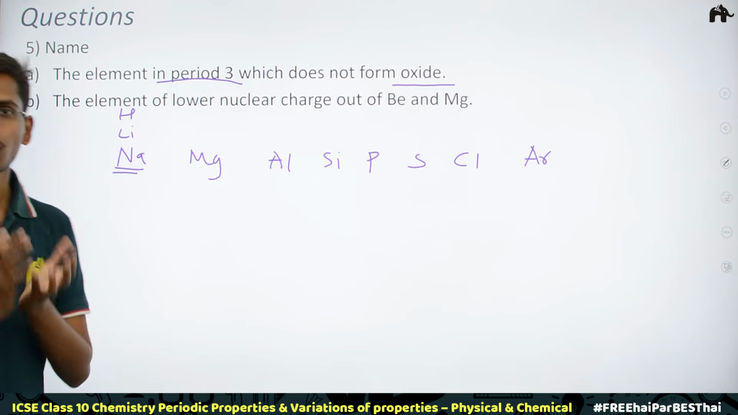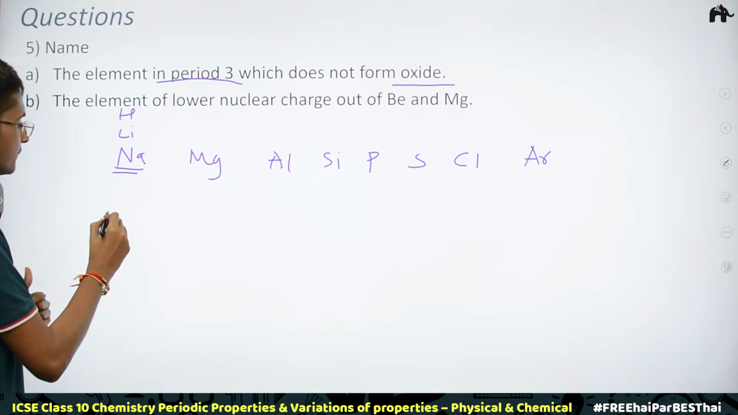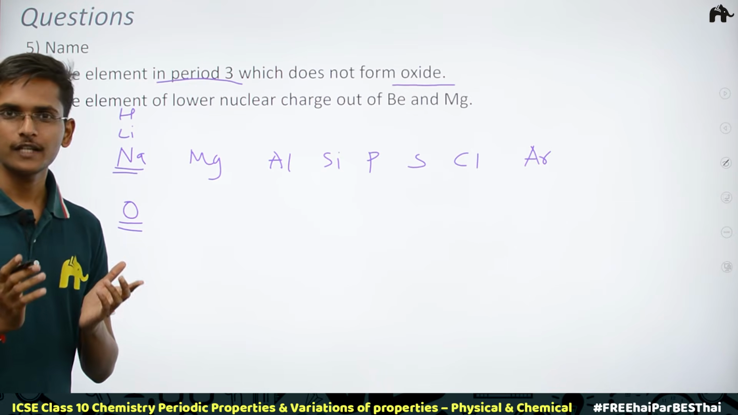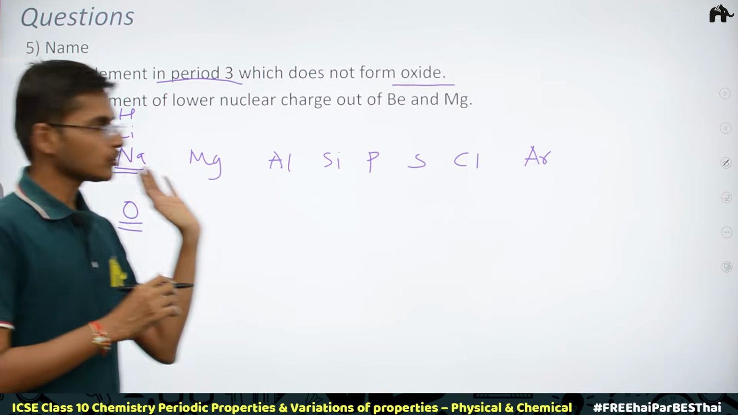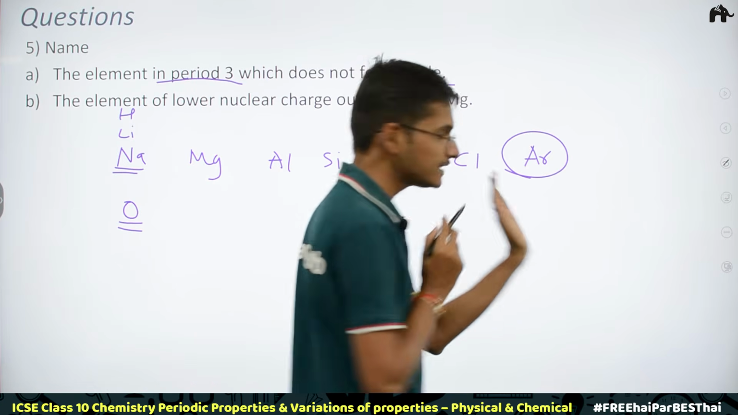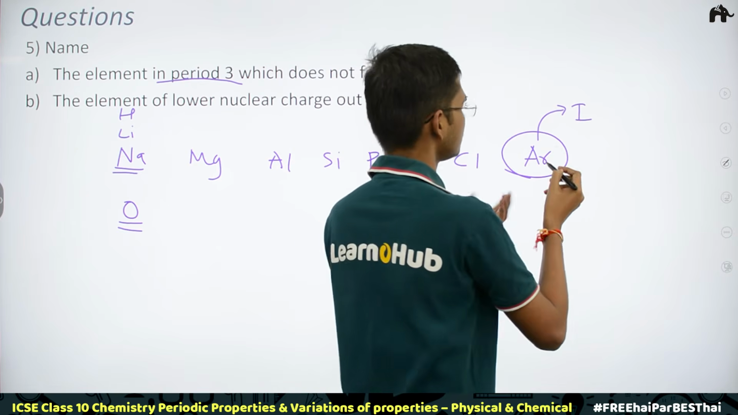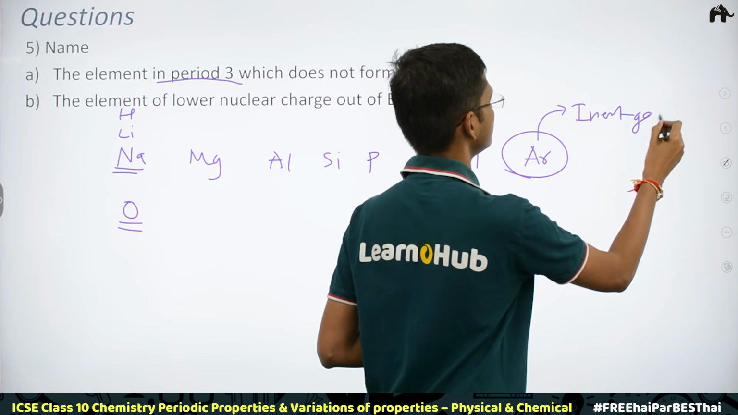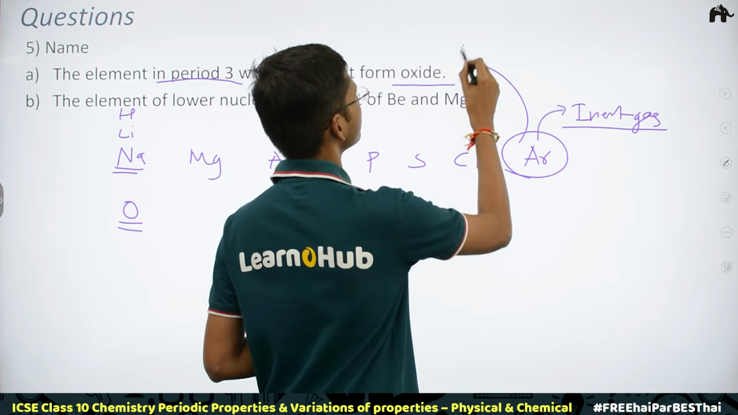Now out of these, think logically, which element does not form an oxide? Which element will not combine with oxygen? Got the answer? Yes. Out of all these elements, we can definitely say that this element will not react with oxygen, because we call the elements in this group inert gas elements, as they hardly react with other elements. So yes, we got our answer. Definitely we can write argon.